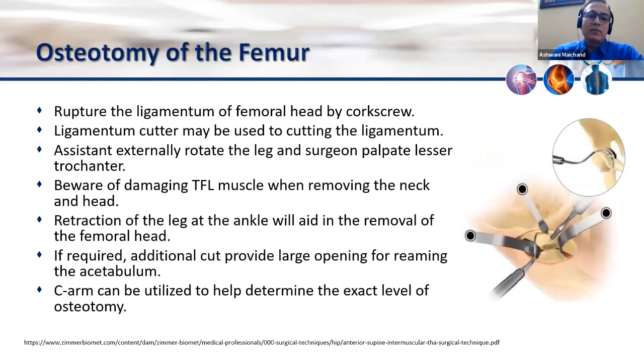Many times the ligament is just ruptured when you twist the head. Now the leg is externally rotated, and we can palpate the lesser trochanter and the length of the remaining neck, to see whether we want to cut more. All the time we have to protect the TFL muscle. And if removal of the femoral head is difficult, you can ask your assistant to give some traction. It makes it easier for the head to be taken out.